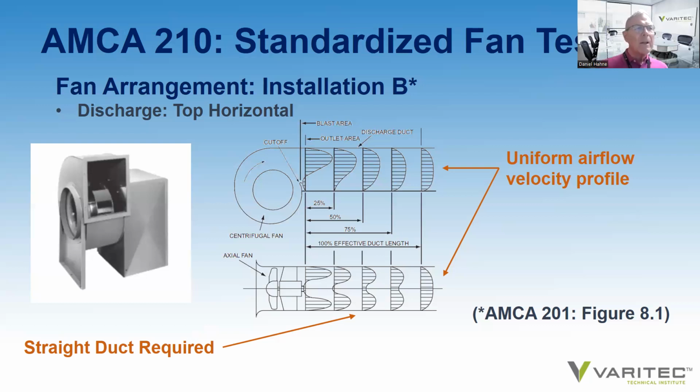An inline fan, certainly a direct drive inline fan, as well as a belted, because there is obstruction in the interior of the fan, the velocity profile is different, but the logic is the same. In order to obtain the assigned performance value with that fan design, a length of straight duct is needed at the discharge of the fan for a uniform velocity profile to occur.